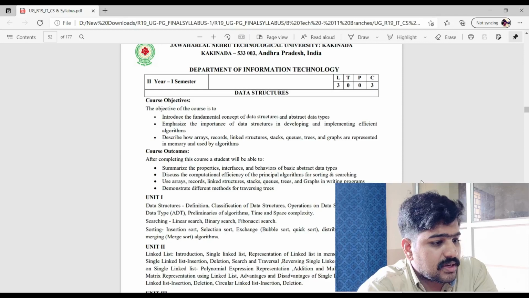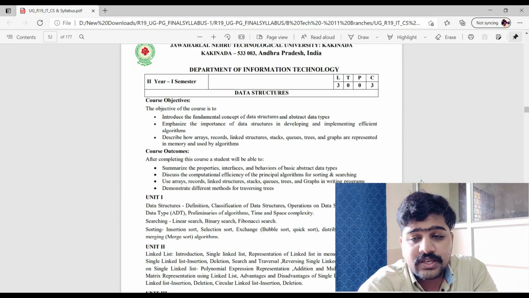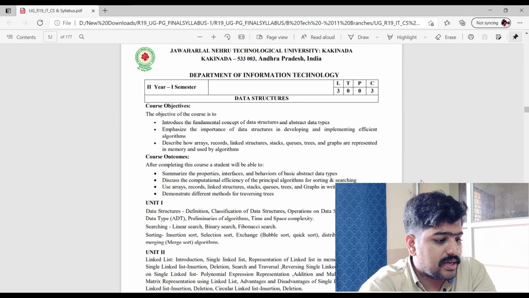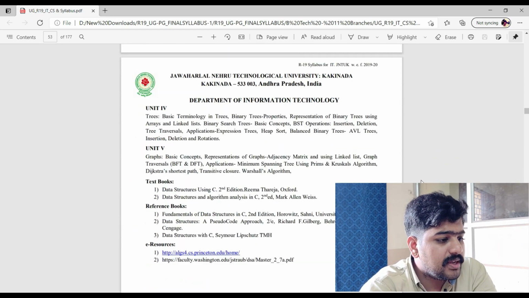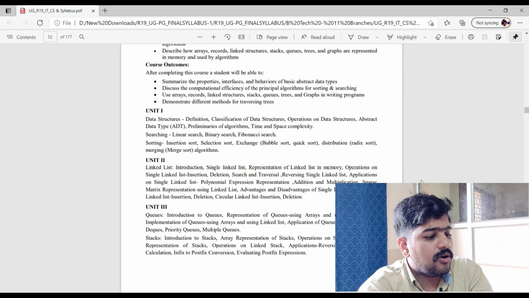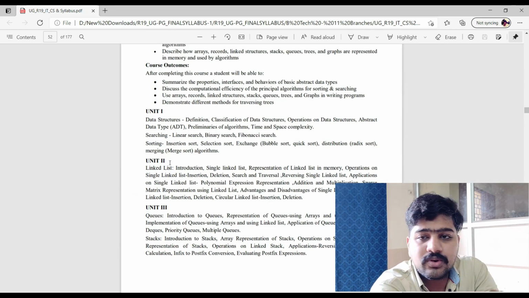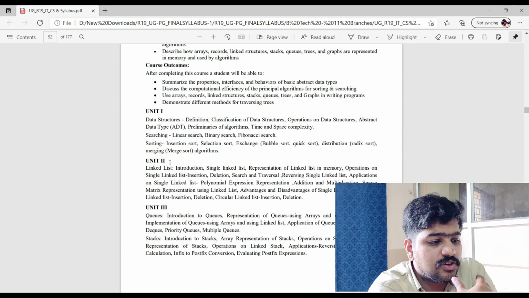Let's get started. I'm going to share my screen related to the syllabus and also the question papers, so you can check what the syllabus is speaking about. So this is the R19 regulation information technology data structures syllabus, and we have 5 units. Coming to the first unit, it's completely discussing the definition and classification of data structures.